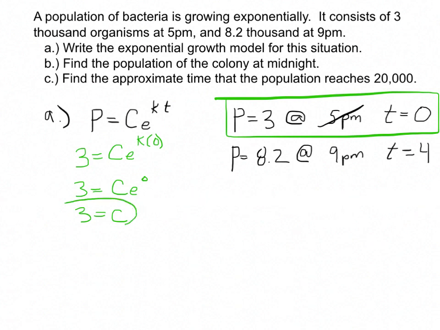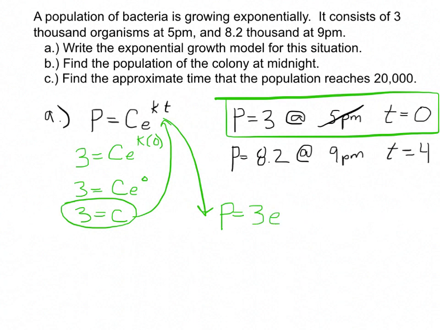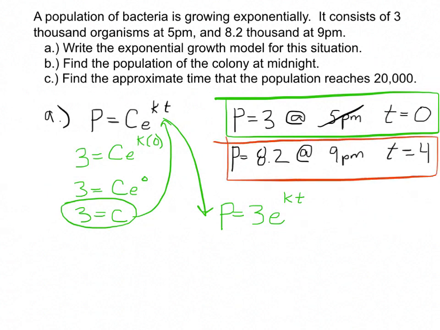And that's exciting. This is like an intermediate result. I can now apply this back to the problem and have a refined sense that P is equal to 3e^(kt). I was supposed to find C and k. I found C. How am I going to find k? Well, I'll use this information to find out what k is. If that's also true, it means that 8.2 is equal to 3e^(k·4). And now I just need to solve for k.